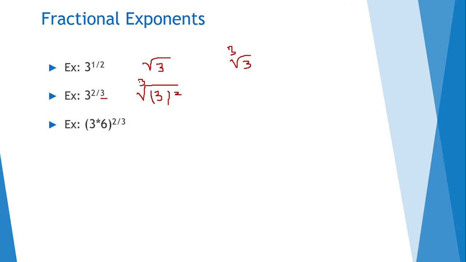What I want you to remember here is that everything that's under that radical is going to get that numerator number. So for example, here I have 3 times 6 to the power of 2/3.